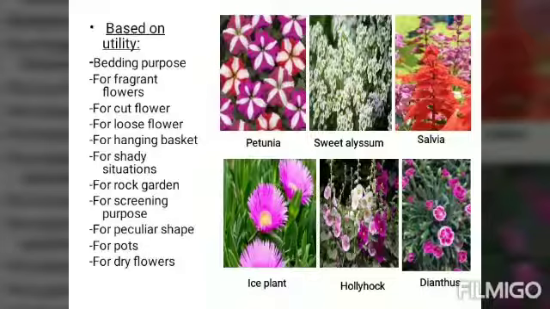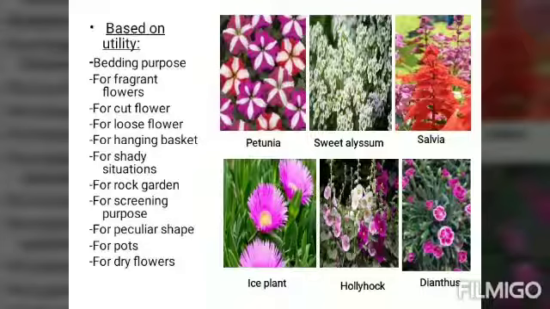Now based on utility, for cut flowers, they are carnation, anthurium, sweet pea, sweet william, aster, and then cornflower, sweet sultan. There are some examples. I'll give you all these notes, and if you want to know how they look, you can also search on the net, you will find the structure. So these are some examples.